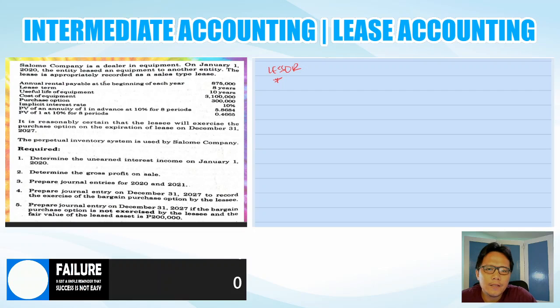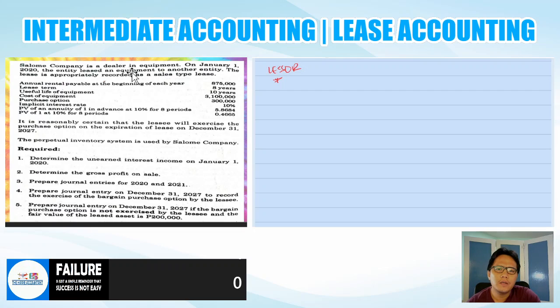So, let us begin with our first example, okay? So in this scenario, we are still in the perspective of the lessor, and this is considered as a finance lease, no? However, instead of a direct finance lease, this is a sales type lease.